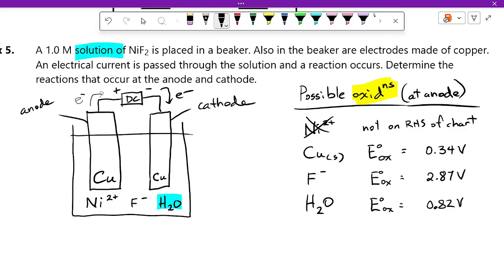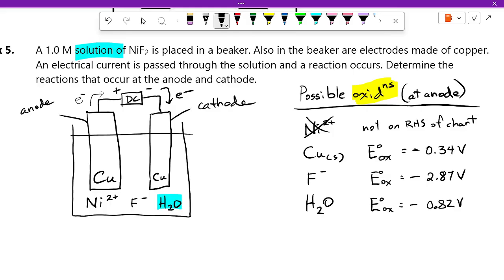Do you guys agree with those values? Okay, should those be positive or should they be negative? They should be negative because they're all given on the chart as positive. Those are your reduction potentials, and so we need to make them oxidation potentials by making them all negative.